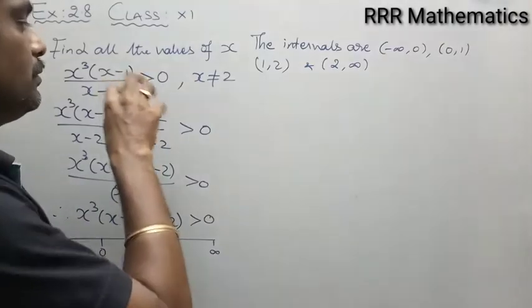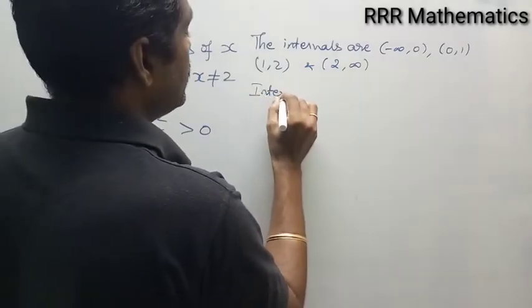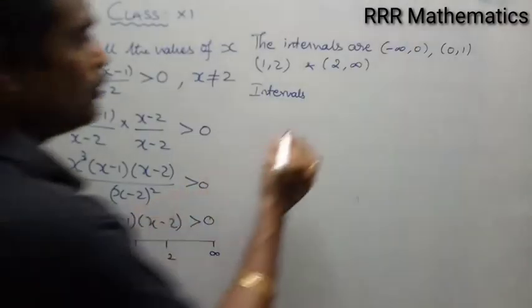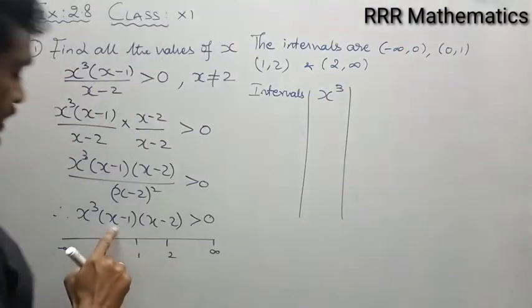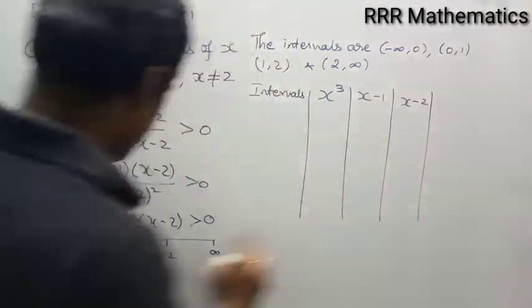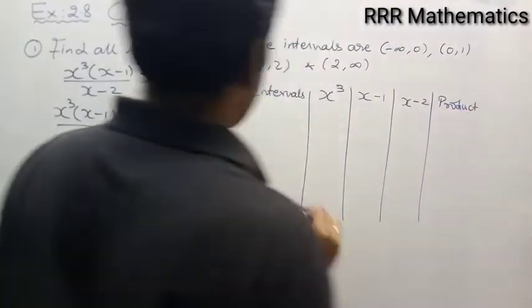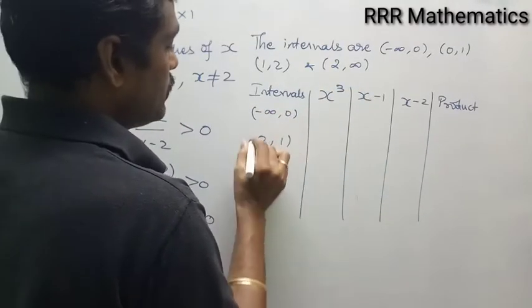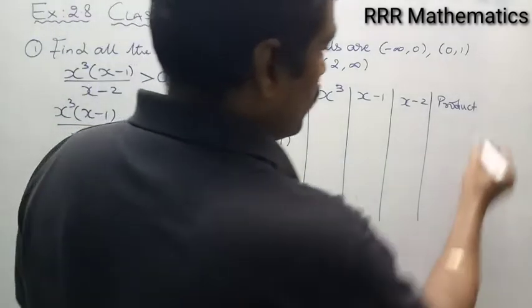Now to find the values of x in this case, we need a small table. The table contains intervals in the first column and the factors of the numerator I have: x cube, x minus 1, x minus 2, and the product. So first interval minus infinity to 0, next 0 to 1, 1 to 2, 2 to infinity. Okay, now what to do here?